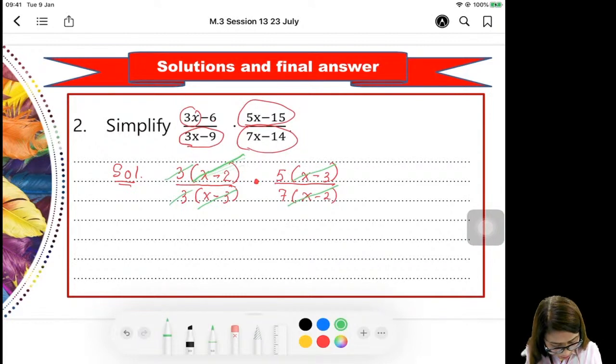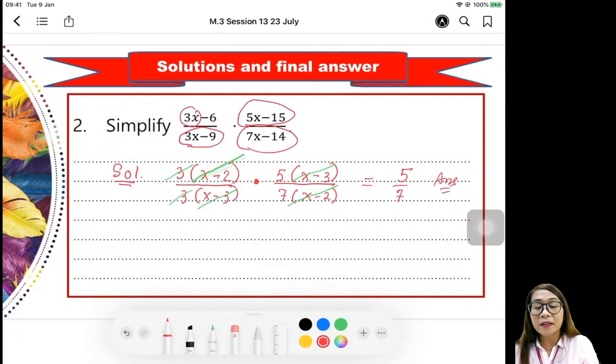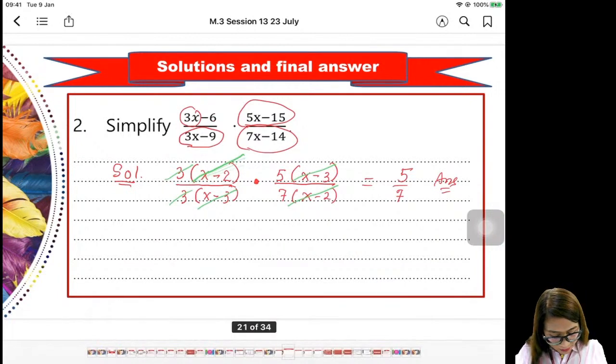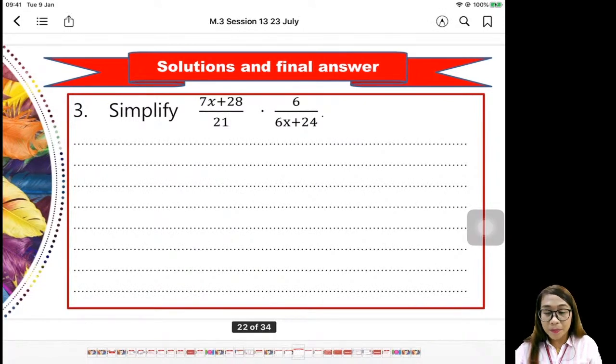So the answer is equal to 5 over 7. Okay, did you get the answer correct? If yes, then you're the best. Next is number 3. Simplify this.